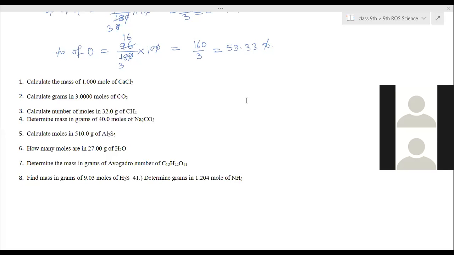Ma'am, should we solve these? Sure. From where to where? I have sent those that many only. Okay, ma'am. From 12th one. Short answer, long answer, and MCQ. Submission next class, Saturday. Yeah.